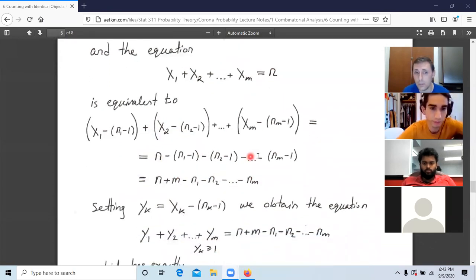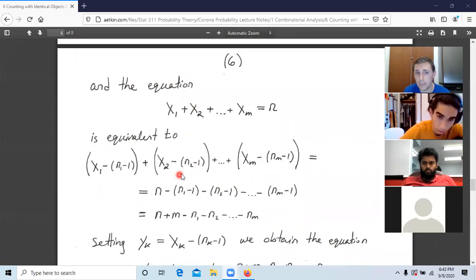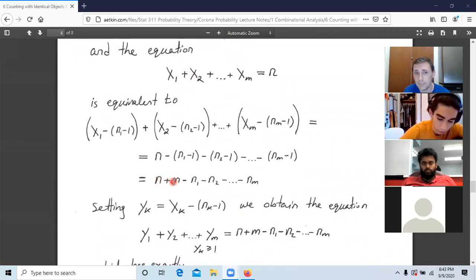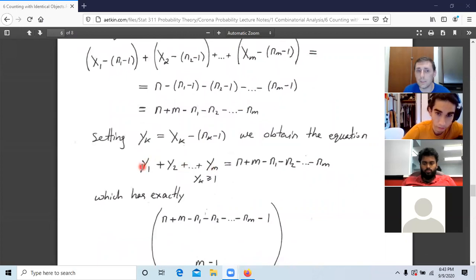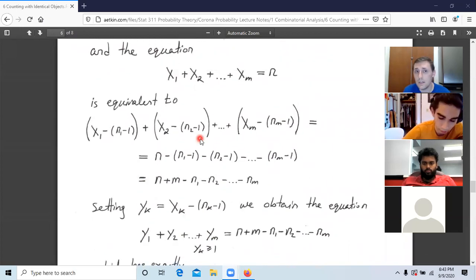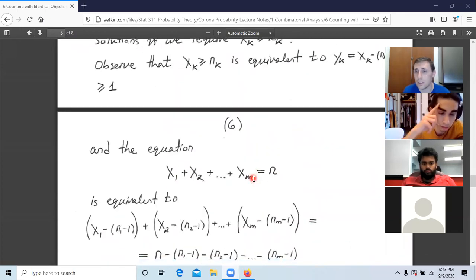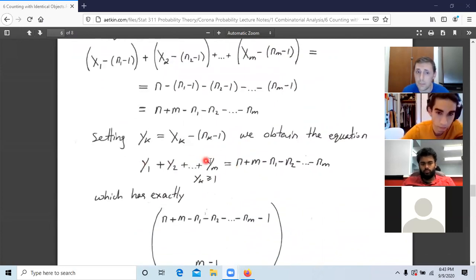The result is that when I do that, it will be n minus, the one here is repeated m times because I have m categories. So it's the same as n plus m minus n1 minus n2 all the way to minus n sub m, okay? And see, the solutions to the old equation are in one-to-one correspondence with solutions to this new equation with the y's.